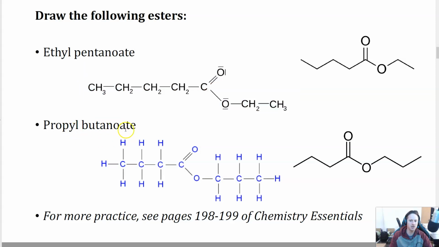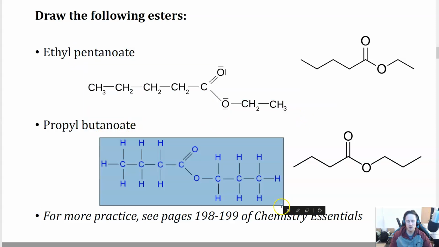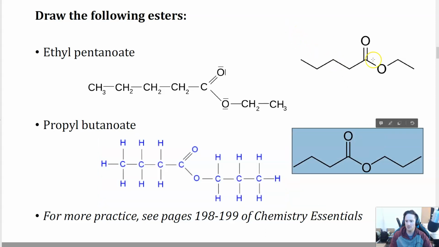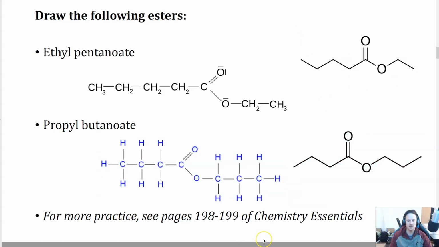And this is propylbutanoate. You can see different representations here. Condensed structural formula here. We've got full structural formula here where you can see all the hydrogens coming off, and you've got the skeletal structure here. And your essentials book and the work that I'm going to set you guys has more practice doing naming.